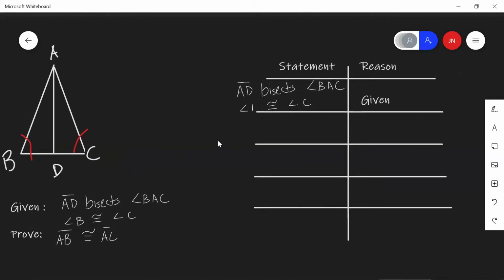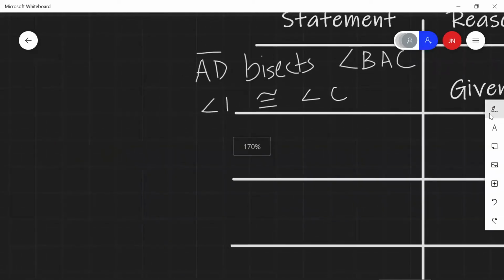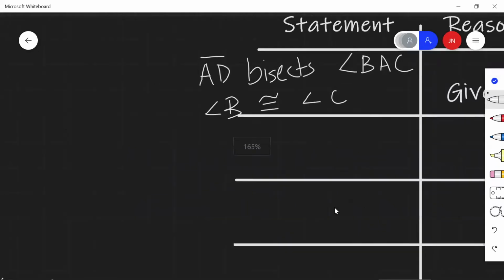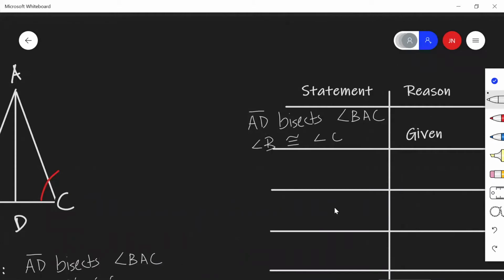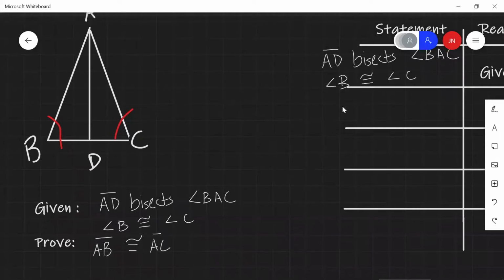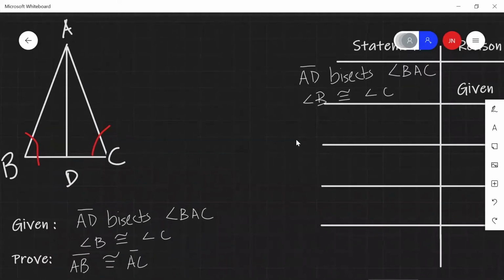All right, again, the first statement that we have is going to be the given, which is the fact that the segment AD bisects angle BAC, and angle B is congruent with angle C. Let's fix that. And yeah, so using this, we're supposed to go on with trying to prove that AB and AC are both congruent.